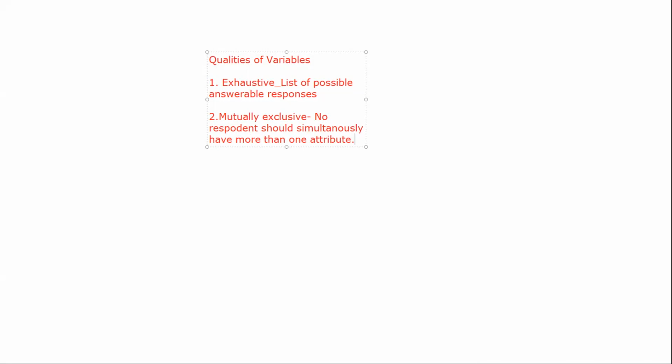So these are the qualities of a variable. Okay? Exhaustive means you need to list all the possible answerable responses. You want to ask a question, right? From the respondents. Then you need to list all possibilities of answerable responses.